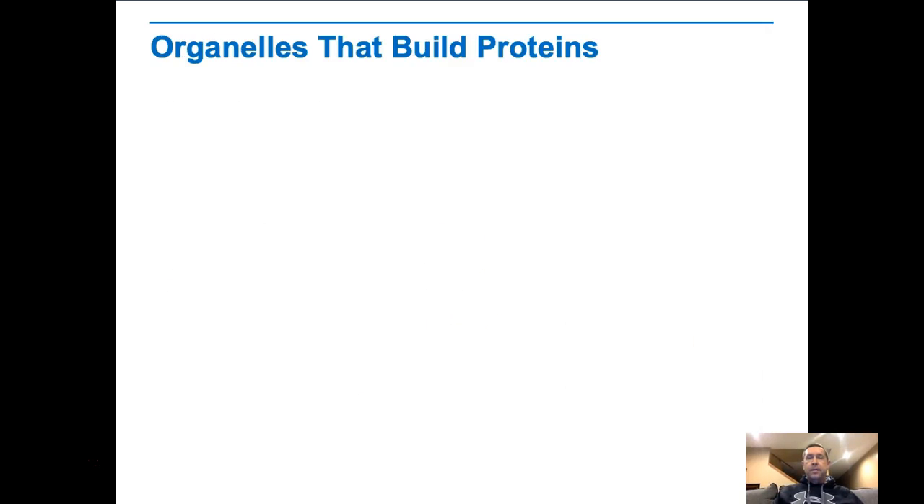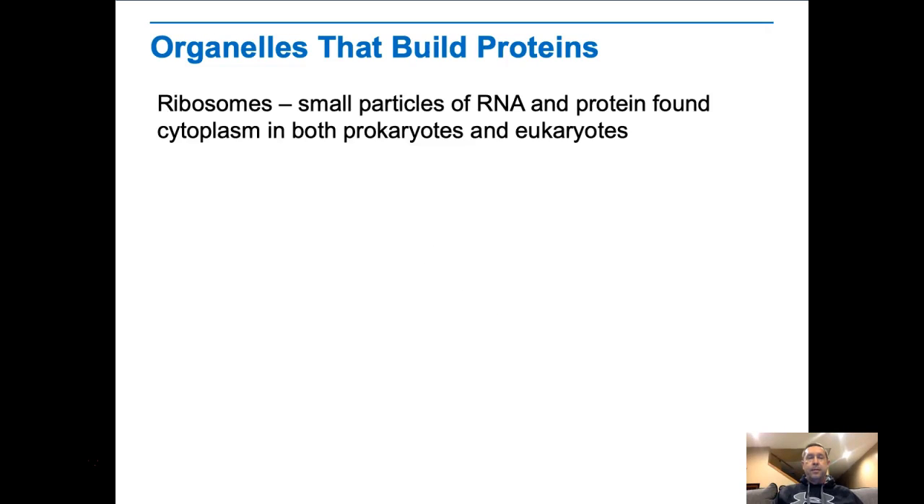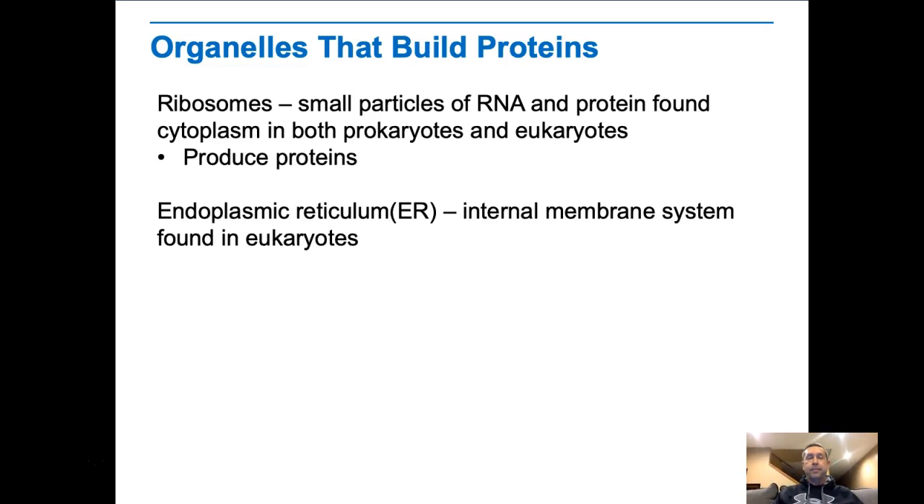First, let's talk about the organelles that build proteins. Ribosomes are small particles of RNA and protein found in the cytoplasm of both prokaryotes and eukaryotes. The structure is a little different, but they both have them and they both have the same function, and that is to produce protein.